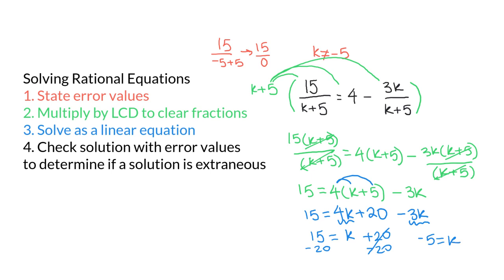The last step is to check that solution with error values. So we just got k equals -5, but one of our error values from earlier on was that k could not equal -5. So this solution is an extraneous solution. That means the answer to this problem is that there is no solution, because the value that we got at the end was an extraneous value from the beginning.